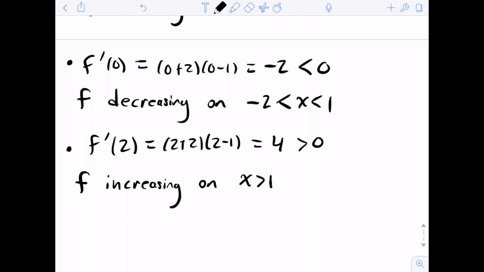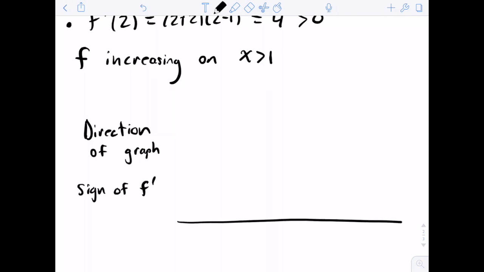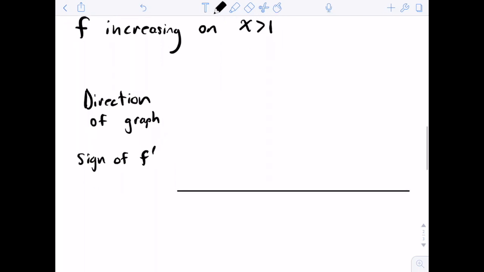Okay, so now with this information, we can make that little chart that we like, right? So we've got the direction of the graph on the top. Then we've got the sign of f prime here. And then we draw this little interval thing, right? So we've got the -2 and the 1.